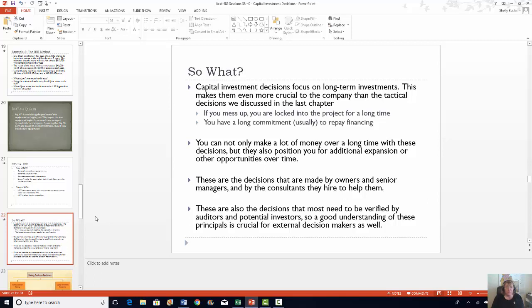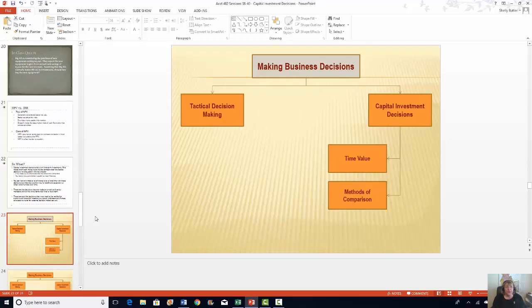And there are also decisions that most need to be verified by auditors, potential investors, and having a good understanding of these principles is crucial for external decision makers as well. So if you're looking at a company to purchase stocks from this company or even to work for a company, if you know these capital investment decisions and understand them, that will give you an upper edge on buying stocks or whether you want to work for a company long term. Those kind of decisions, right?